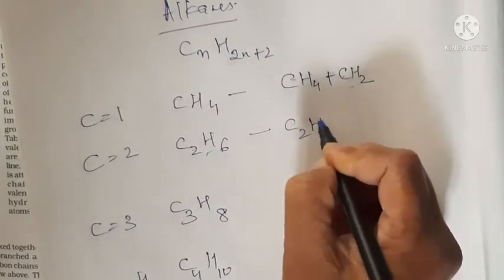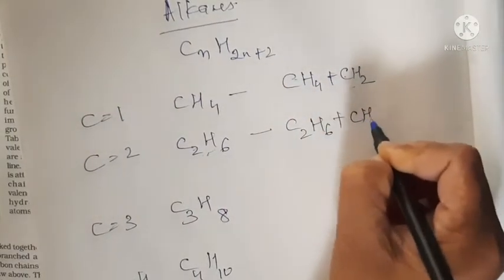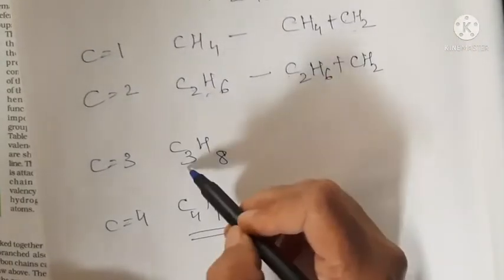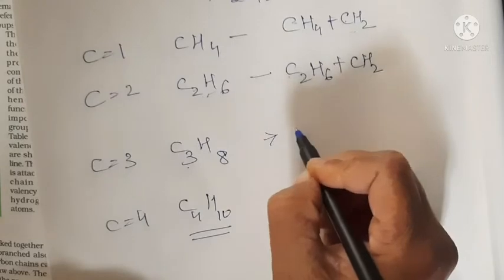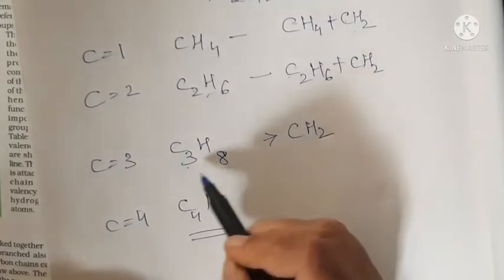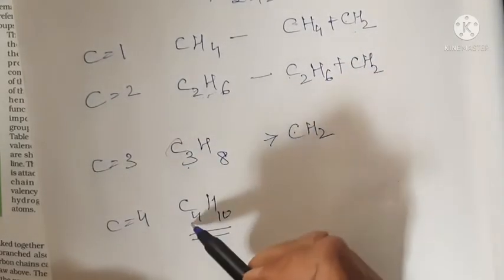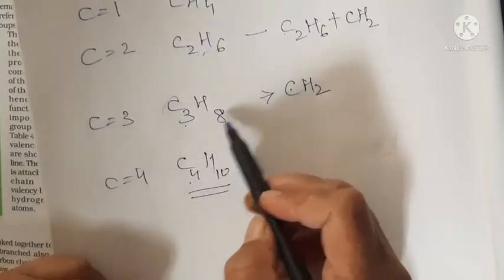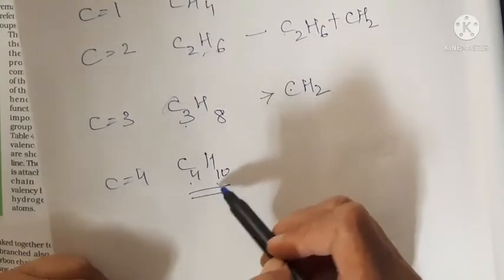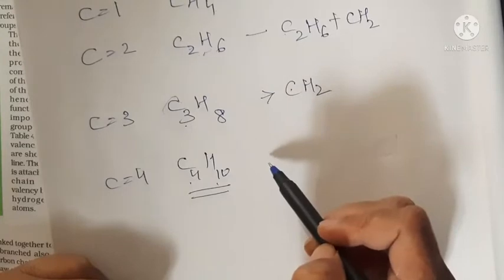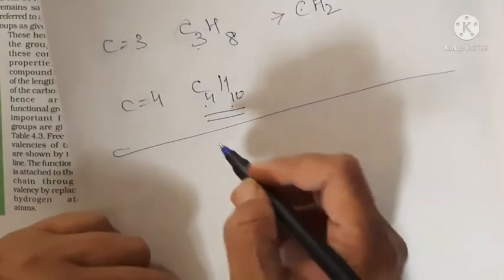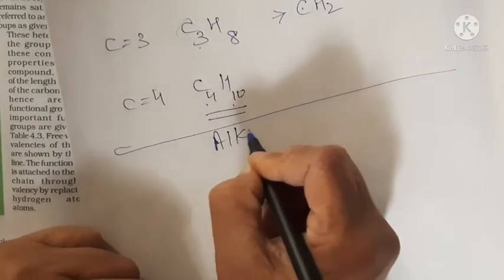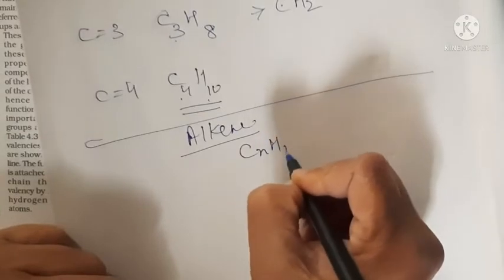Now in C2H6, again if you add CH2, what will you get? C3 and H8. Again in C3H8, if you add CH2, what will you get? How many carbon are there in total? 4, okay? And how many hydrogen are there? 10. Again, if you keep on adding the CH2 group, you will get the next hydrocarbon. This is alkane. Same thing you will see even in alkene also. If this is alkene, the general formula of alkene is CnH2n.